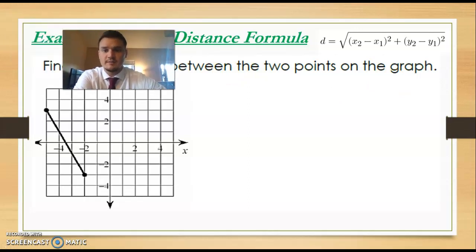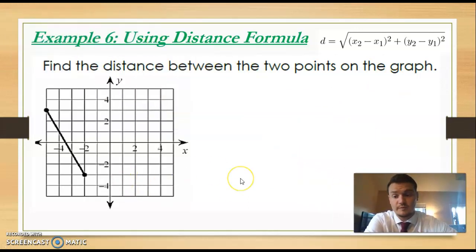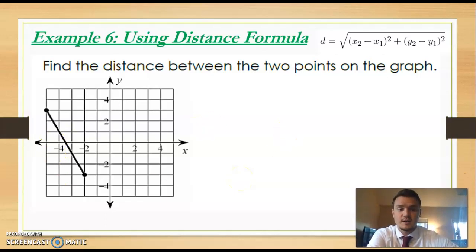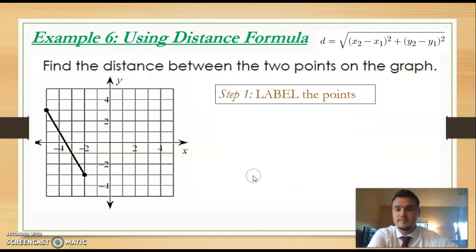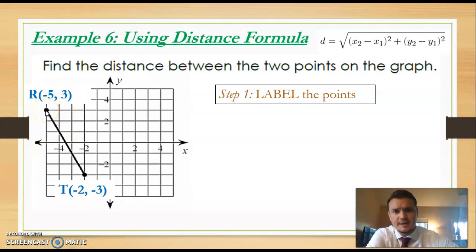Another example, we're given these 2 points. This looks very familiar to one of the problems on the assignment. So again, always start with labeling the points. However you label them, you can name them however you want. I traditionally stick with the alphabetical kind of naming. So R is at -5, 3. T is at -2, -3. T comes alphabetically after R.